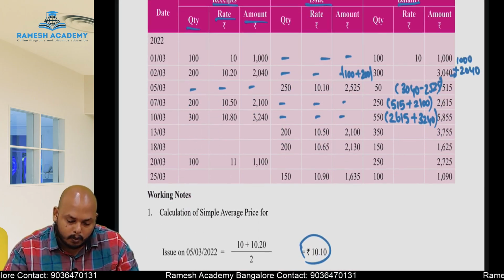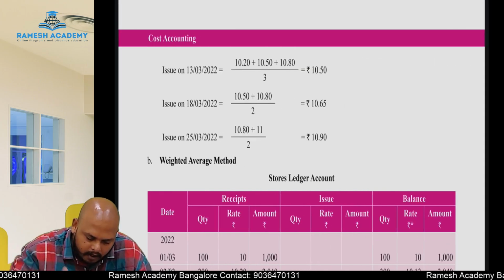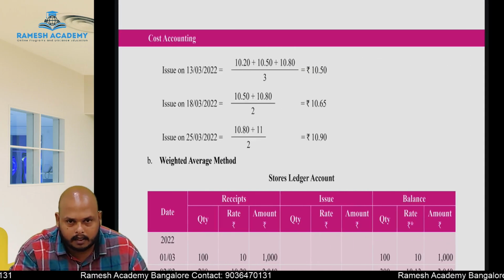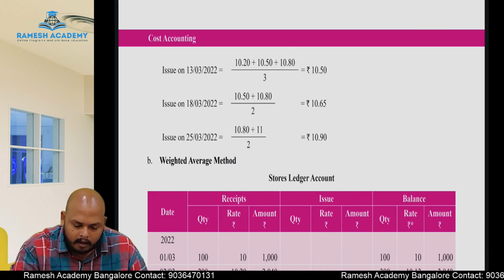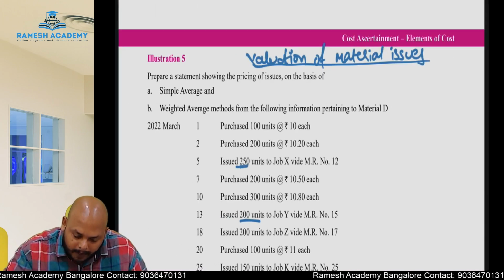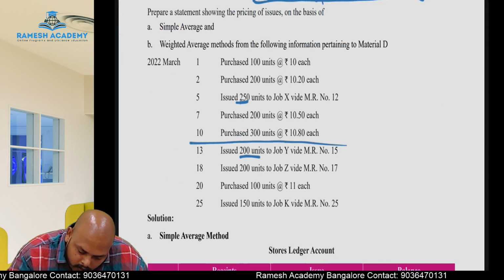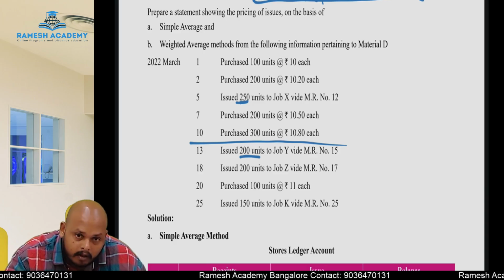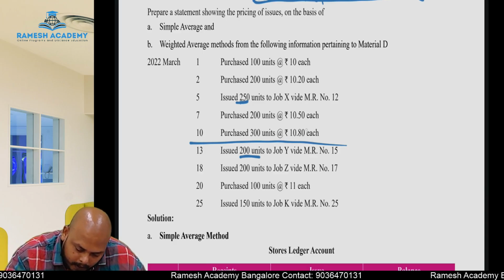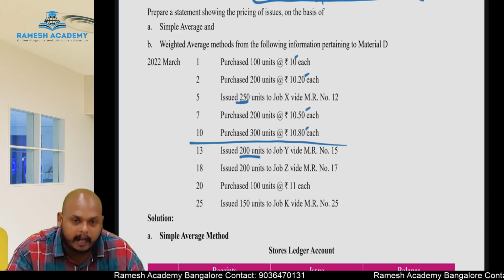Let us calculate the issue price here. The issue price on 13th March is equal to... Before 13th March, what are the prices we are having? One is 10.8, one is 10.5, another one is 10.2, another one is 10, correct?